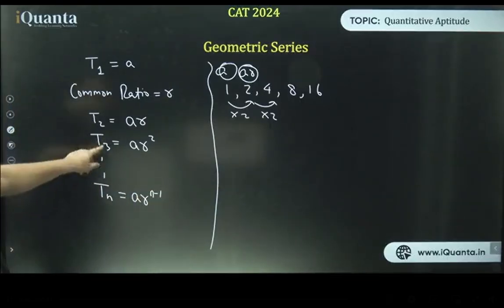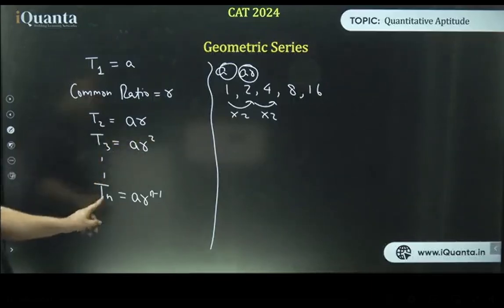As you can see, whatever term number we have, the power is 1 less, isn't it? We have 2 here, power is 1. We have 3, power is 2. We have n, power is n minus 1. We have 1, power is 0. Power of r is 0, right?